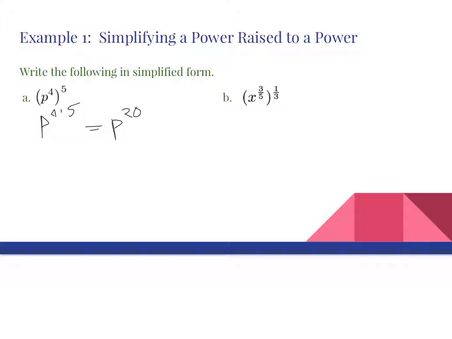In the next case, we have x to the 3/5 power times 1/3. So what we have is x to the 3/5 times 1/3. Multiplication of fractions is straight across, so I have x to the 3 times 1, which is 3 in the numerator, and then 5 times 3, which is 15 in the denominator. That reduces to x to the 1/5.